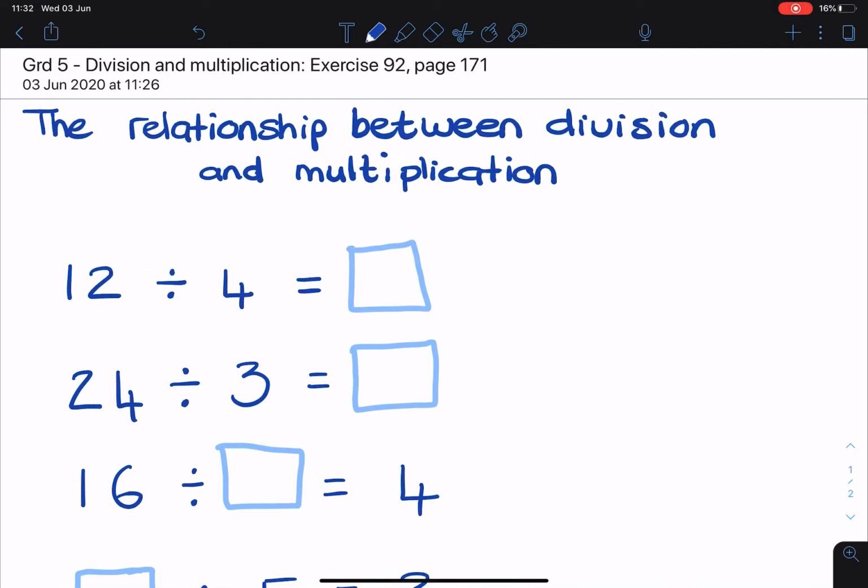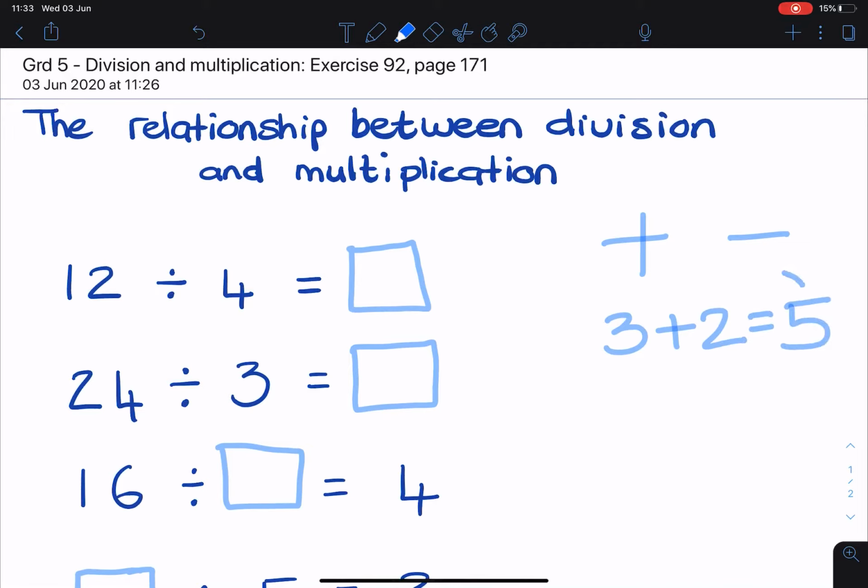Good morning, grade 5s. We're moving on from patterns and we're starting with division. Now, we know that certain operations are friends with one another. We know, for instance, that plus and minus are friends because 3 plus 2 equals 5.